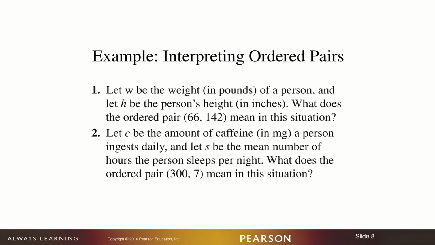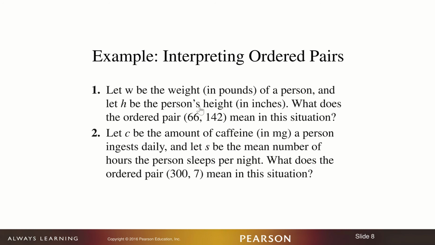All right, so in this next example, we want to interpret ordered pairs associated with one of these associations. Here we have W representing the weight in pounds of a person and H the person's height in inches. What does the ordered pair 66, 142 mean in this situation? Well, clearly 142 here can't be the height. We don't have any human beings that are 142 inches. So this must be the height here, and this must be the weight.